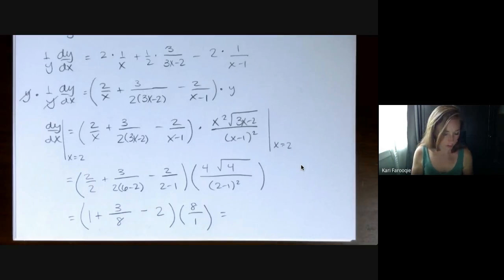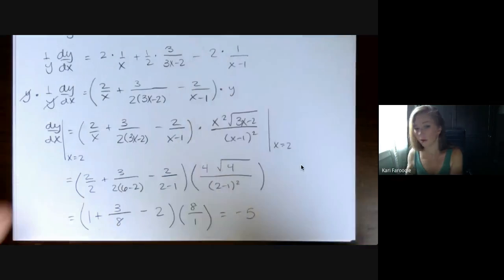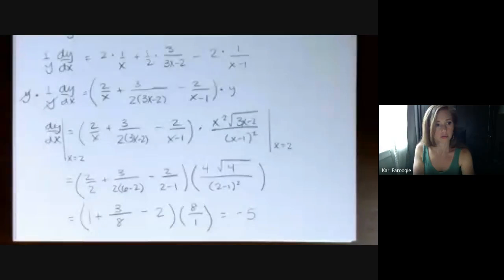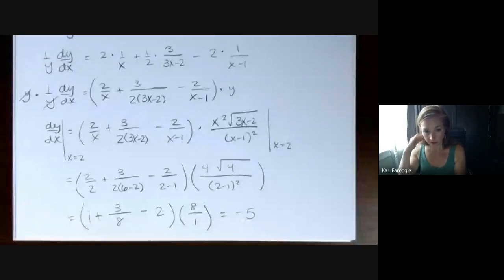All right. 1 plus 3/8 minus 2 quantity times 8. I'm getting negative 5. Okay. That's your slope.